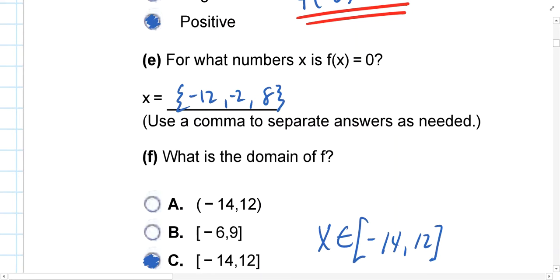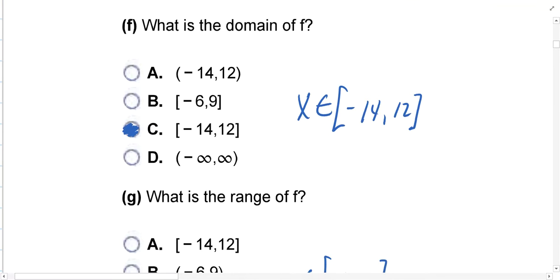For part E, I'm reminding you that while Math Excel is looking for an answer like this, separated by commas only, it really is more appropriate to include the braces on either end. When we have a set of numbers or a set of solutions, we should capture that set with the braces.